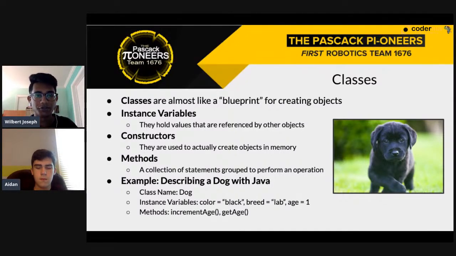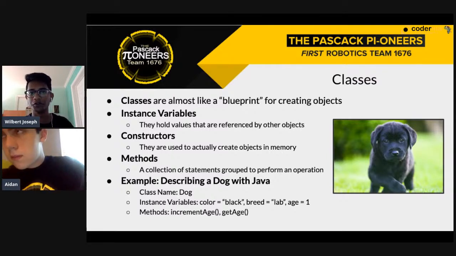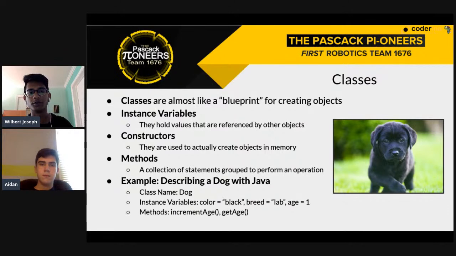Classes are split up into 3 main sections. There are instance variables, constructors, and methods. Instance variables hold values that are referenced by other objects. They're basically the characteristics of that object that you want to create. Constructors are used to actually create the objects in memory, and methods are used as a collection of statements grouped together to perform an action or operation. So they essentially hold a function, and they produce a specific desired result.